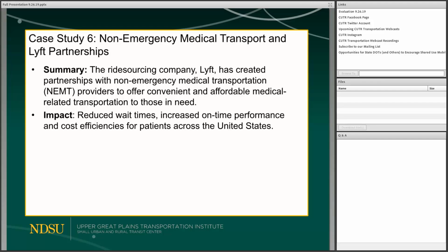In 2017, Lyft partnered with American Medical Response, AMR, the largest provider of medical transportation in the United States, to allow patients to use the Lyft platform to schedule rides to their medical appointments. Since then, Lyft has formed partnerships with multiple health insurers such as Blue Cross Blue Shield and Humana, as well as NEMT providers including Logisticare and Circulation. And impacts of Lyft NEMT partnerships include reduced wait time for riders, increased on-time performance, and cost efficiencies for patients across the United States in general.